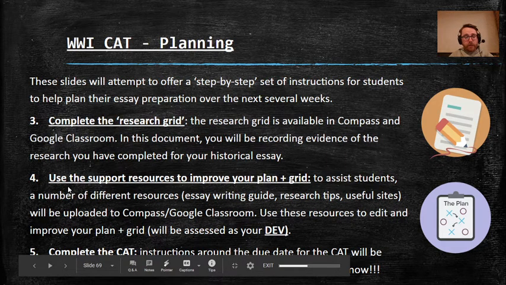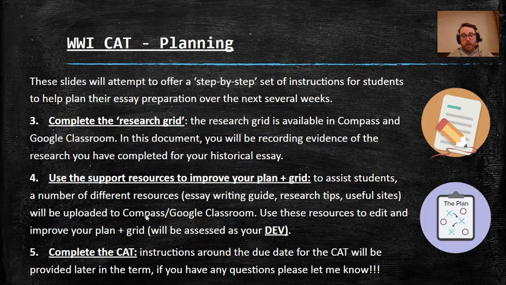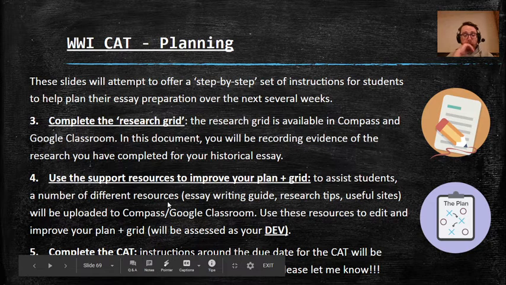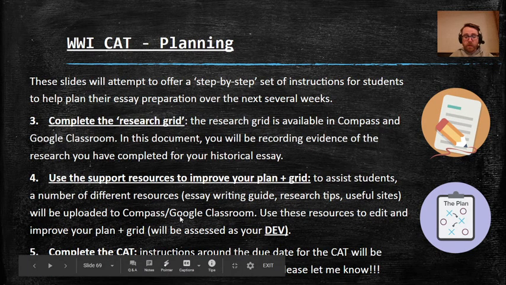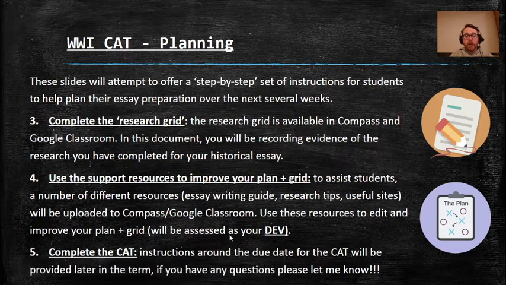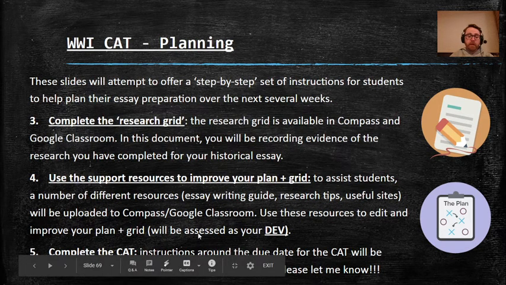The other thing we've got there is support resources. So I've got an entire PowerPoint on how to write a historical essay. I've got an entire list of websites that'll be helpful for each of those topics. So I'll be giving you guys those resources later in the week when we get closer to the CAT date. Again, I just don't want to overload you with all this information starting out. So using those resources, you'll hopefully be able to improve your plan, improve your grid, which will be assessed as your DEV, and then finally we'll be completing the CAT.